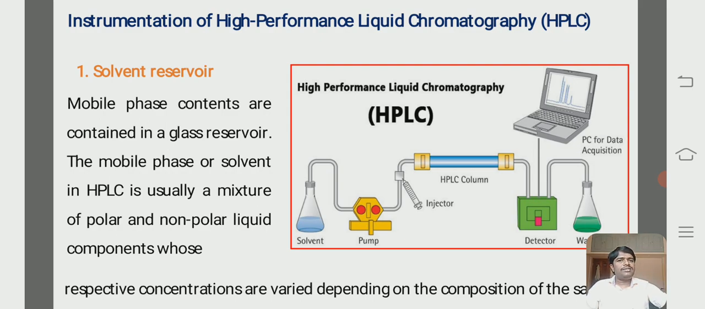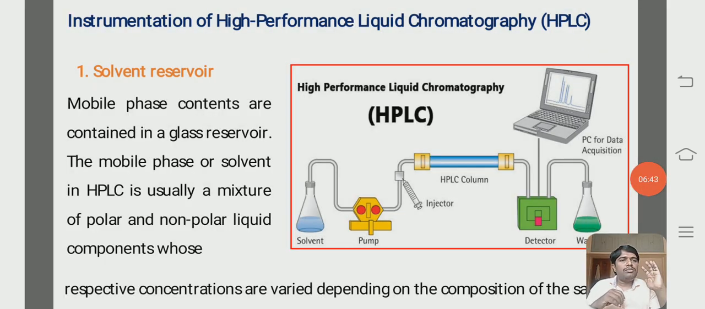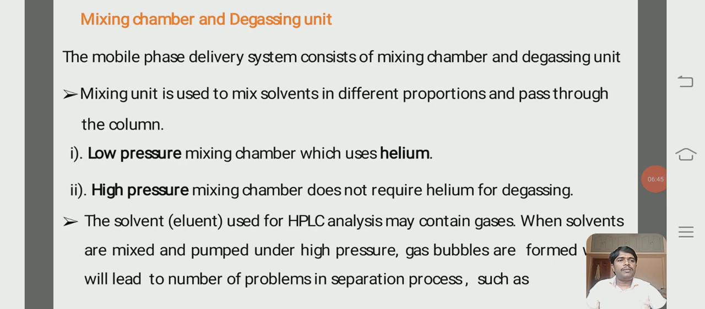The mobile phase or solvent in HPLC is usually a mixture of polar and non-polar liquid components. We are taking a mixture of liquids here, whose respective concentrations are varied depending on the composition of the sample.